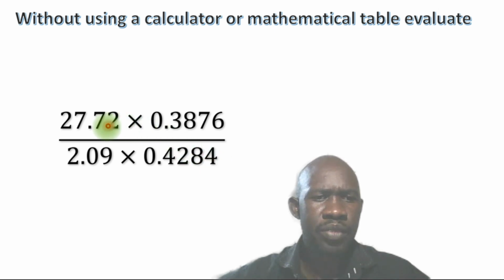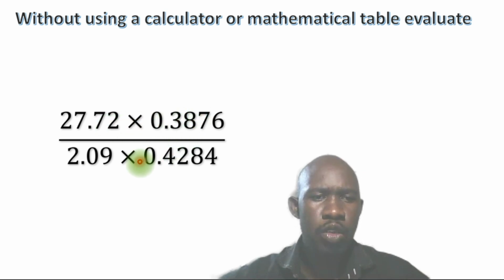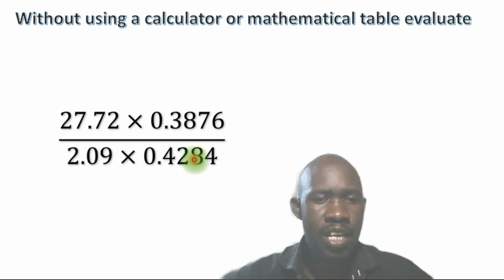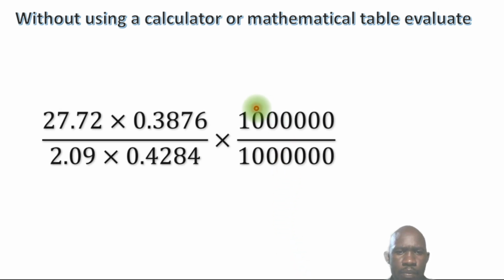For the numerator, 27.72 has 2 decimal places, and 0.3876 has also 4 decimal places. So there is a total of 6 decimal places. But we normally check the denominator part, so it has 6 decimal places. So we multiply the denominator by 1 million and also the numerator by 1 million in order to eliminate the decimal places.